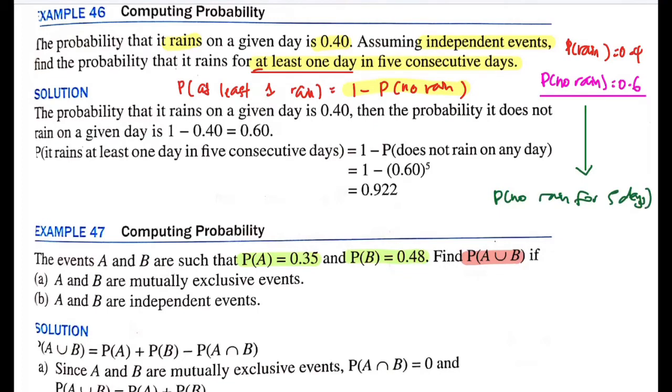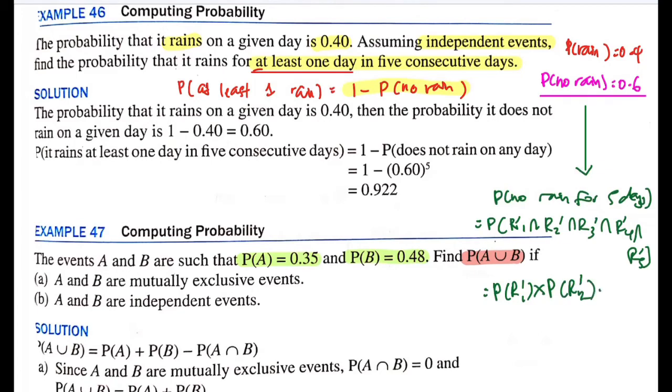for 5 days? So no rain for day 1, intersect no rain for day 2, no rain for day 3, no rain for day 4, and no rain for day 5. Since this is an independent event, because you see here, assuming independent events, therefore we can just multiply all of them. So just multiply probability of no rain day 1 times probability of no rain day 2, and let's do it until probability of no rain day 5. So it's just 0.6 times 0.6 times 0.6 times 0.6 times 0.6, or you can simplify it, 0.6 to the power of 5.